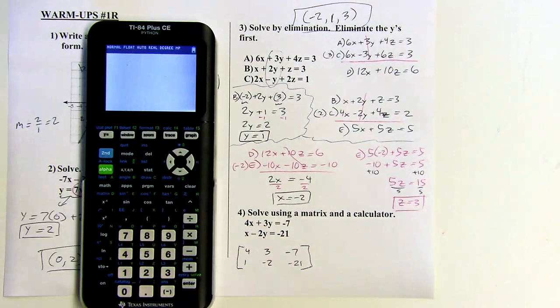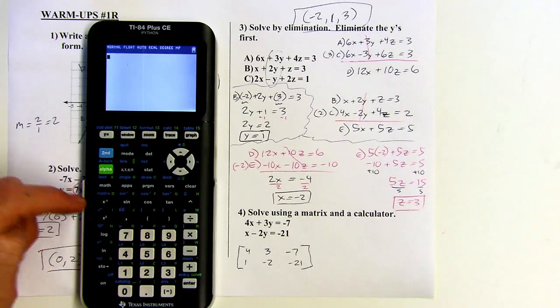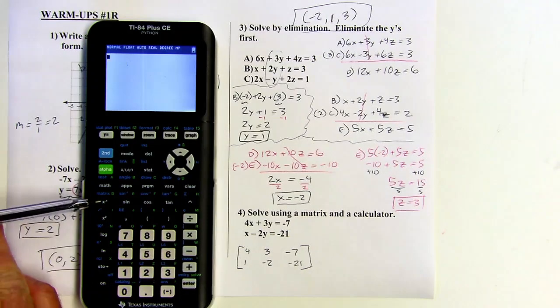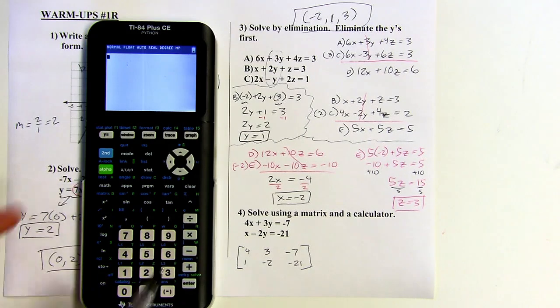So what I'm going to do is go to the matrix menu, and it's a little bit hard to see on this calculator, but it's right above this x to the negative first button. There's blue writing that says matrix. So I'm going to hit second, and then the x to the negative first button.